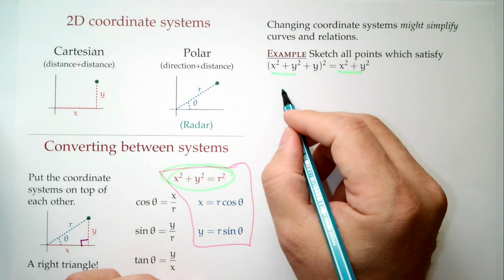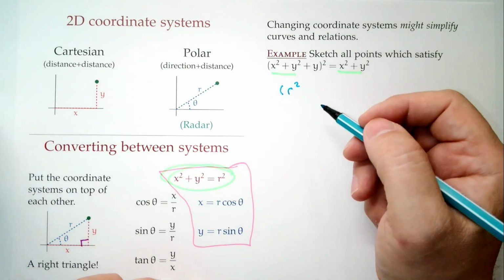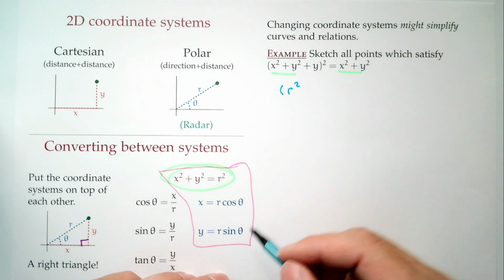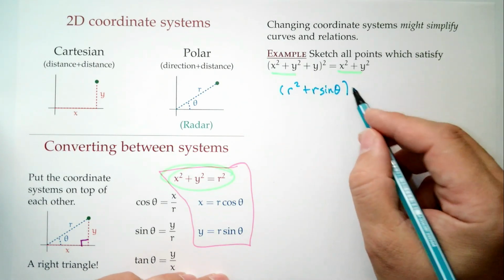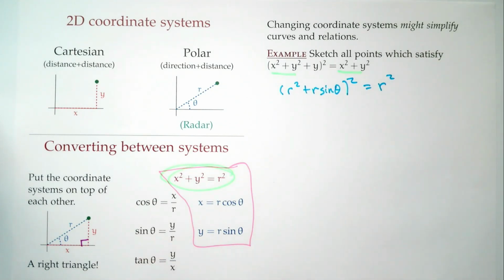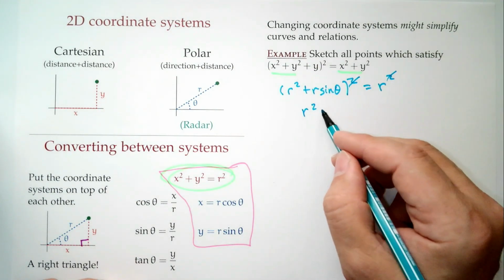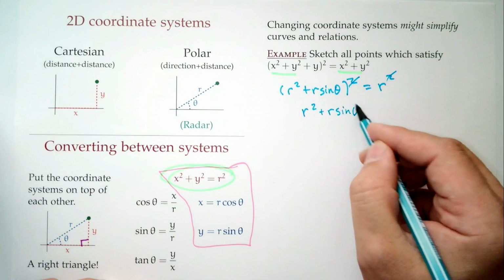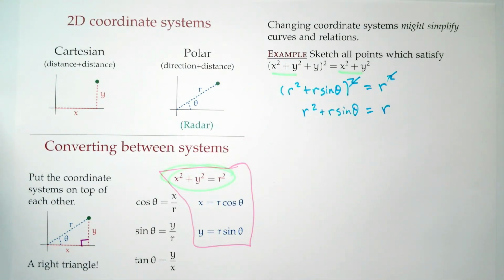So the x squared plus y squared, that's r squared. What do we do with this y? y equals r sine theta. Very convenient. We wrote that down. That's all squared, equals x squared plus y squared, which is r squared. All right. Well, we don't need the squares anymore. We'll get rid of them. Okay, gone. r squared plus r sine theta equals r. Now what?